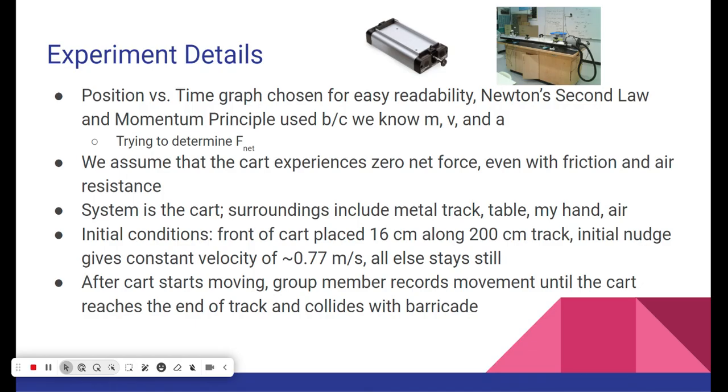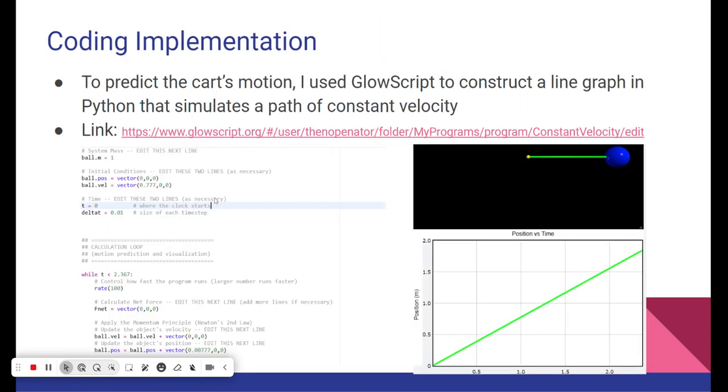The initial conditions include the front of the cart being placed 60 centimeters along the 200 centimeter track, and my initial nudge gives a constant velocity of about 0.77 meters per second, and all else stays pretty constant. After the cart starts moving, the group member will record the movement using their iPhone camera until the cart reaches the end of the track and collides with the barricade, which indicates it crossed the entire length of the track.